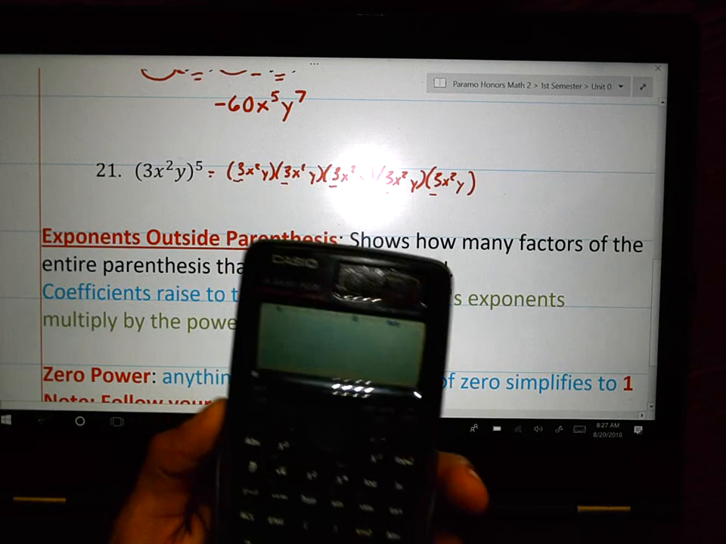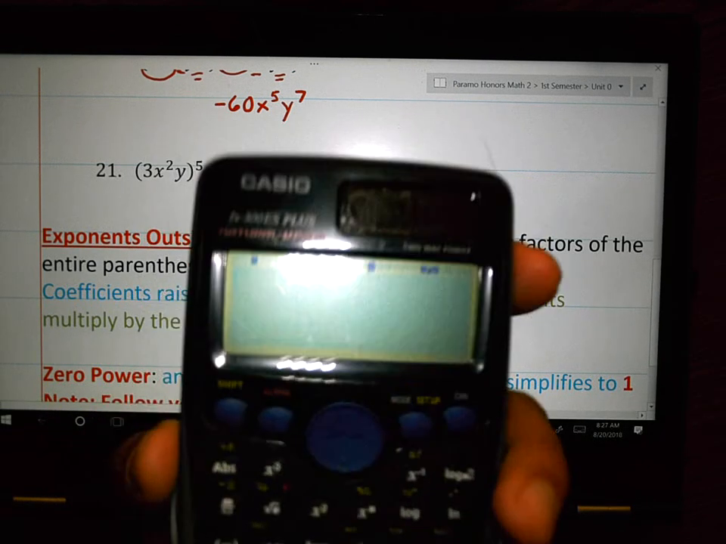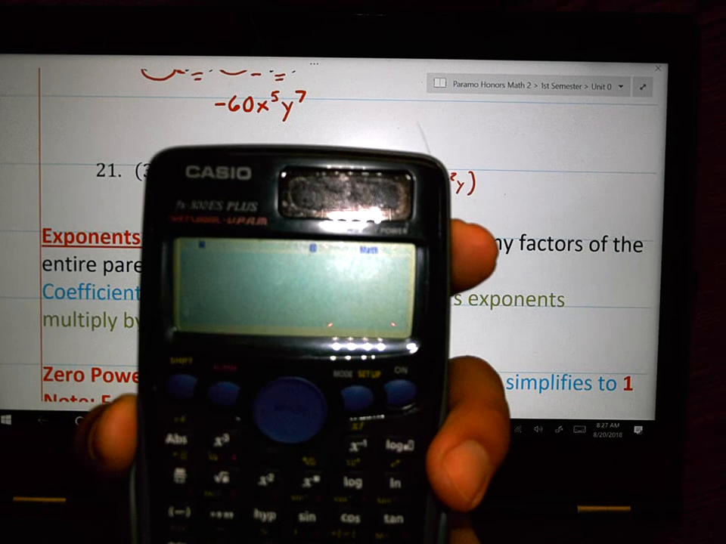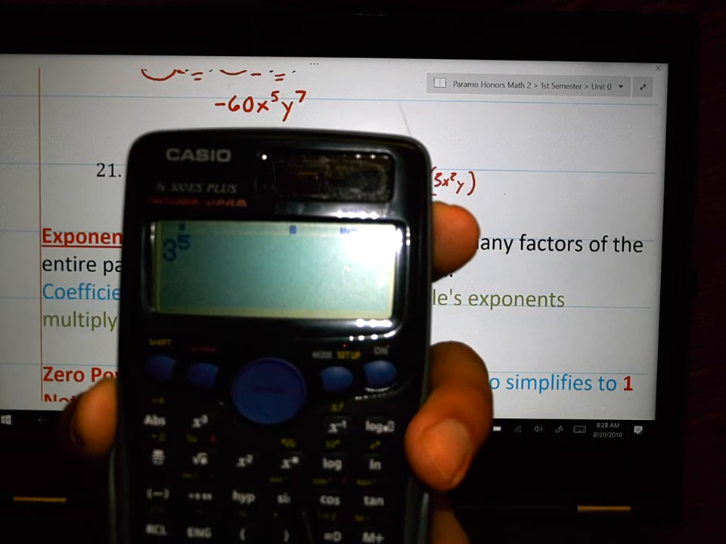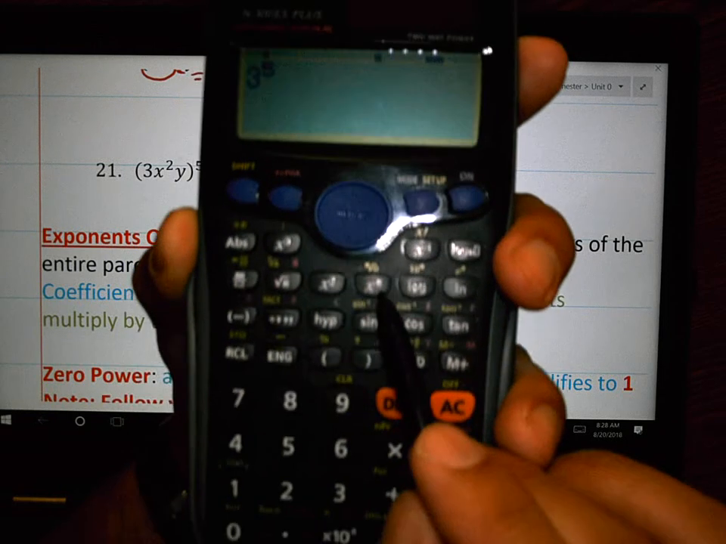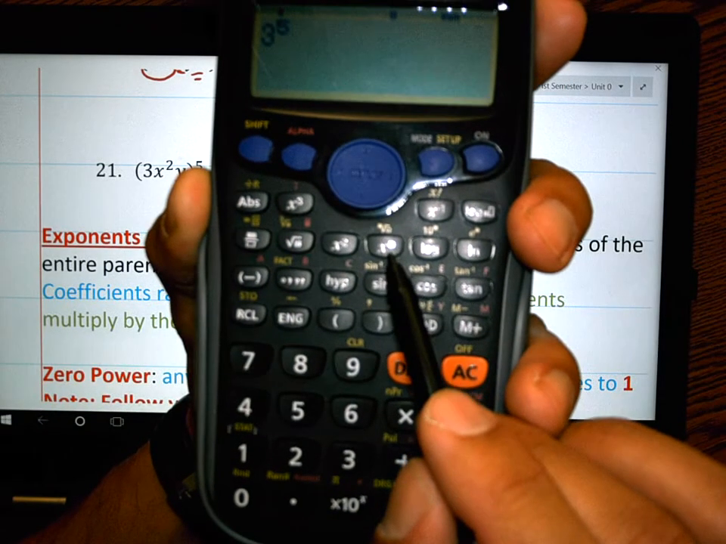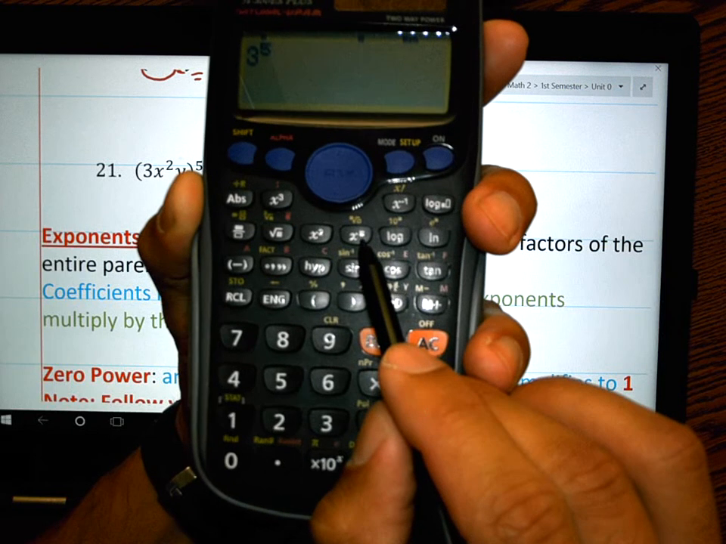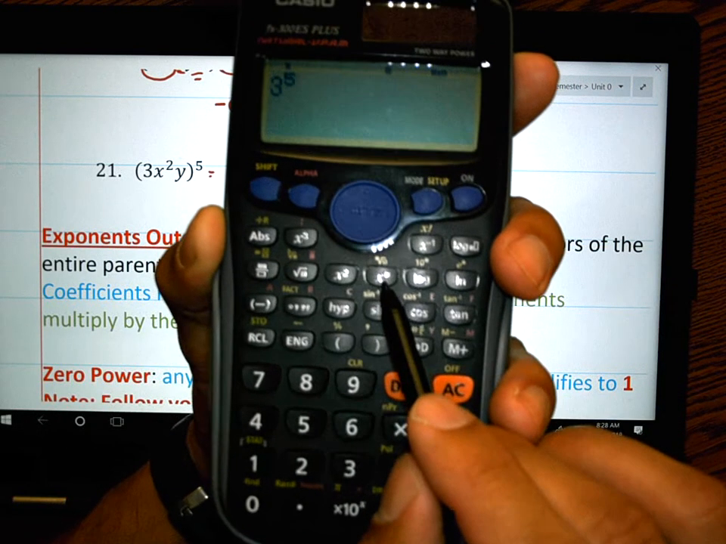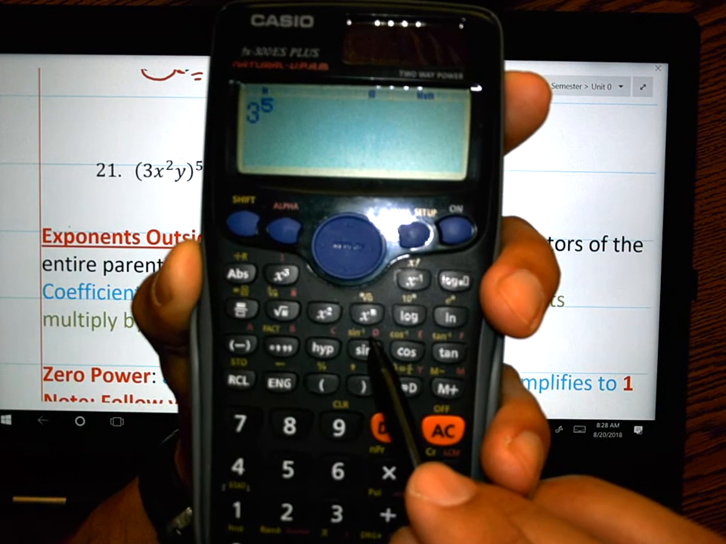And as I told you before, I do recommend certain calculators. Let me see if I can hold this up here. 3 to the 5th power. I'm using this button. You can't see. It has an X with a box on it. That's my exponent button on the Casio. This is the model I recommend you use.